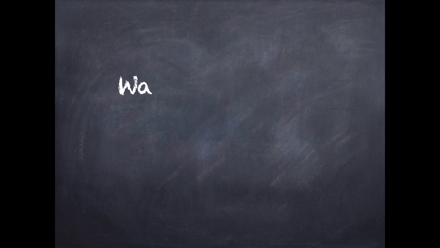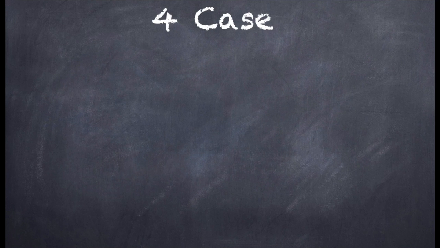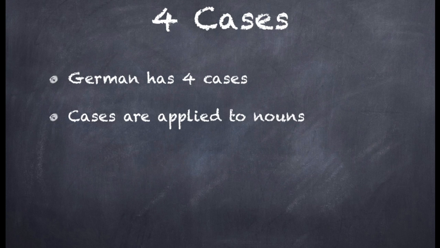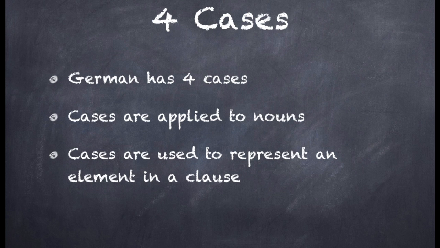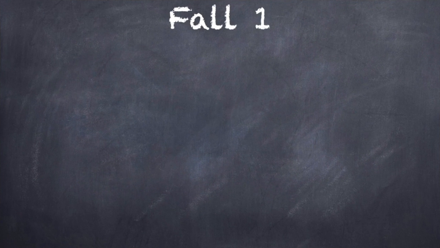The big question is, was zum Teufel sind die Fälle? So what by the devil are cases? Well, by the end of the episode, you will know. In German, we have 4 cases. So that's the first thing you need to understand. And the cases are basically applied to the nouns or to their articles. And that way, each applied case represents a certain element in a clause, which will allow us to switch things around in a sentence without changing the meaning.